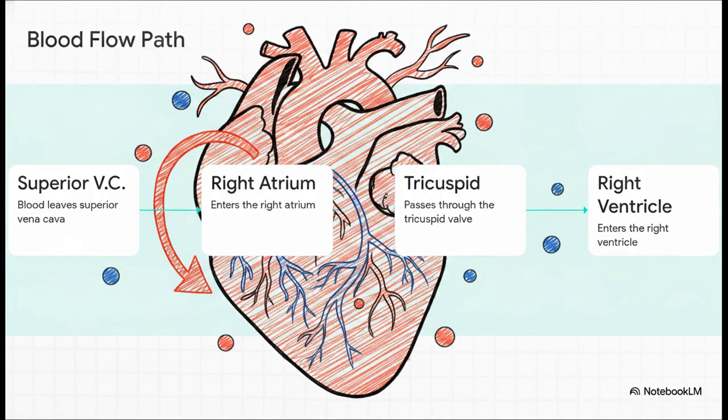Next up, let's map out the path of blood flow. A massive chunk of exam questions will ask you to trace this exact route. Blood leaving the superior vena cava enters the right atrium. From there, it passes through the tricuspid valve and enters the right ventricle. If you can visually map this process out in your mind, you'll be able to instantly answer any question about what chamber blood just left or where it's heading next.